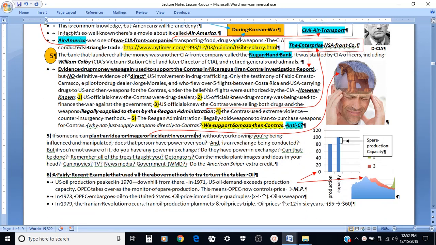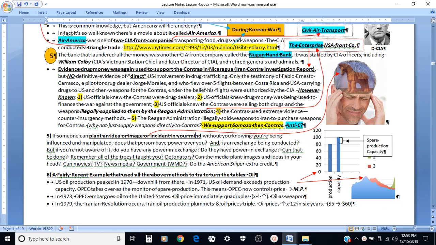All right, now another example of an exchange is someone can plant an idea or image or incident in your mind. Now, I've showed you many detonators of how this was done, right? Without you knowing you're being influenced and manipulated. Does that person have power over you? Especially if you don't know. Well, of course you don't know if they can do it. And is an exchange being conducted? Well, absolutely. But if you're not aware of it, do you have any power in the exchange? Do they have power? Absolutely.